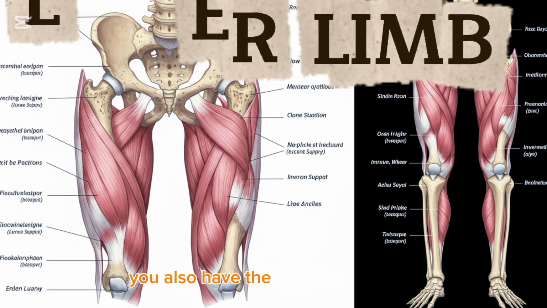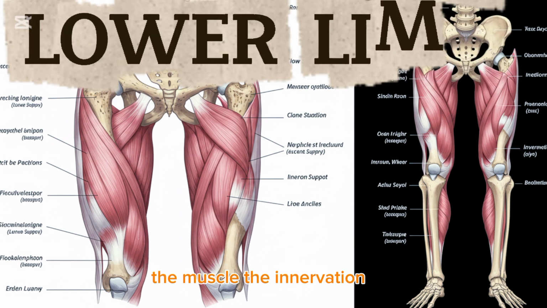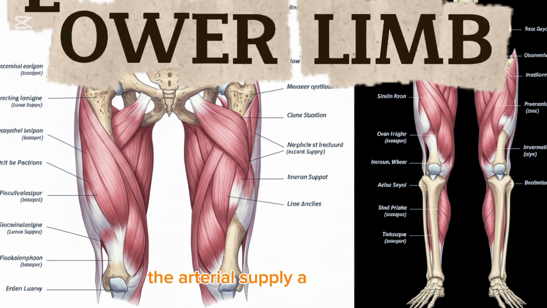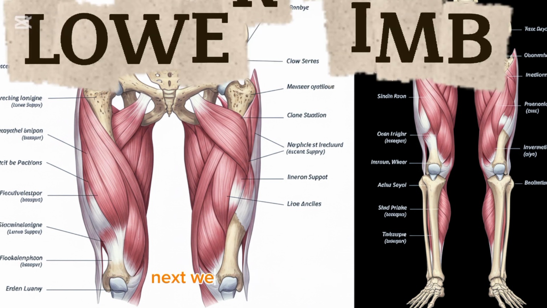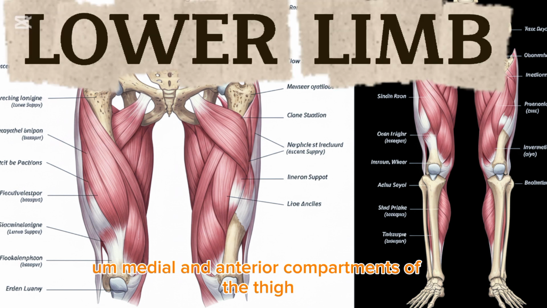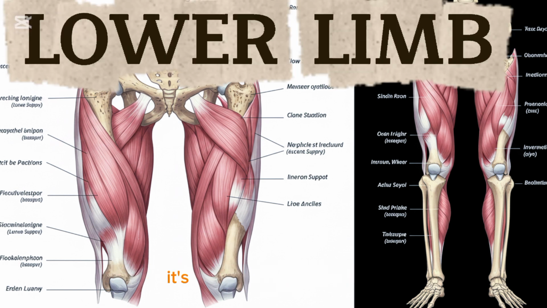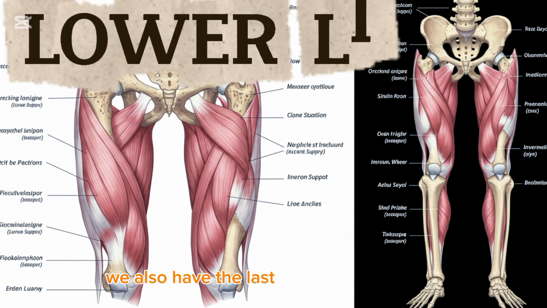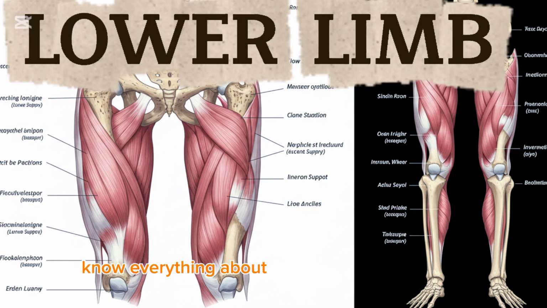We also have the gluteal region. Know everything about the gluteal region: the muscles, the innervation, the arterial supply, and the actions of the muscles. Next, we have the posterior, medial, and anterior compartments of the thigh. Know all these compartments. For the thigh, it's very, very important. We also have, last but not the least, the inguinal lymph nodes. Know everything about the inguinal lymph nodes.